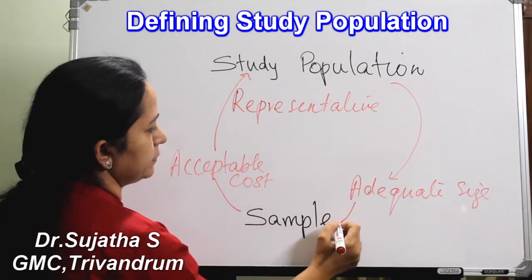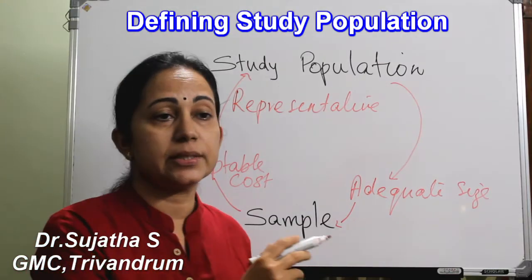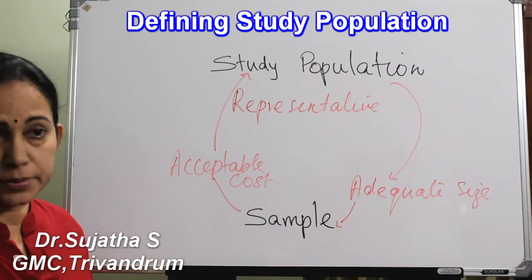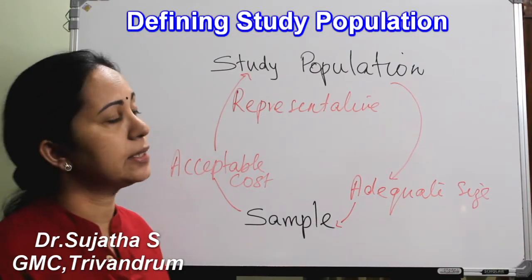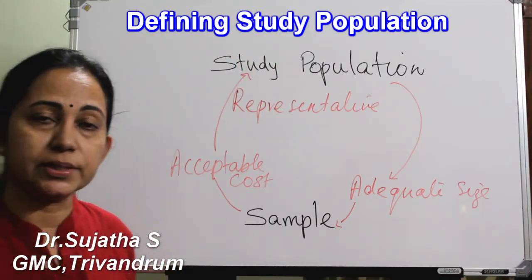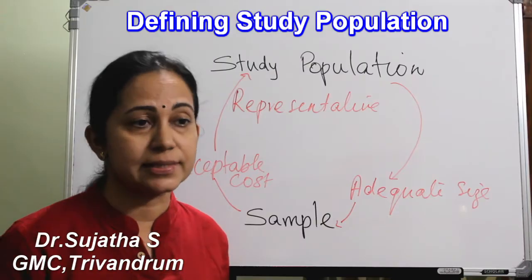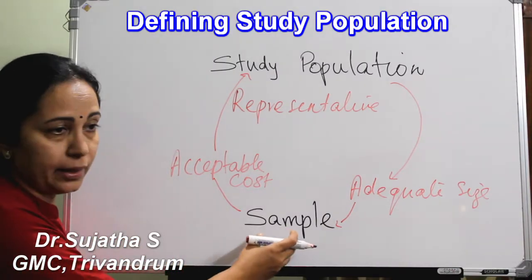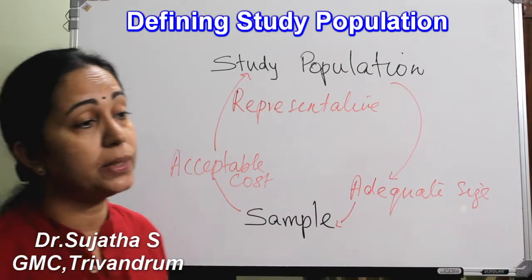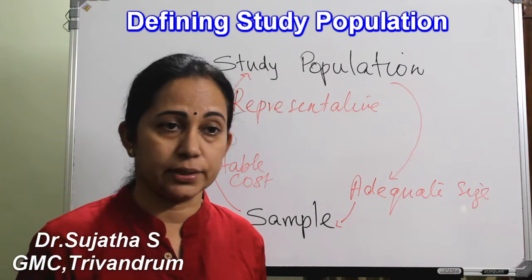So this sample, if it has got an adequate size, and it is within acceptable cost or financial limits, and it is a very good representative of the study population, then only we can infer or generalize the result got by our study to the study population. Isn't it? That is generalizability, or external validity, we call it.